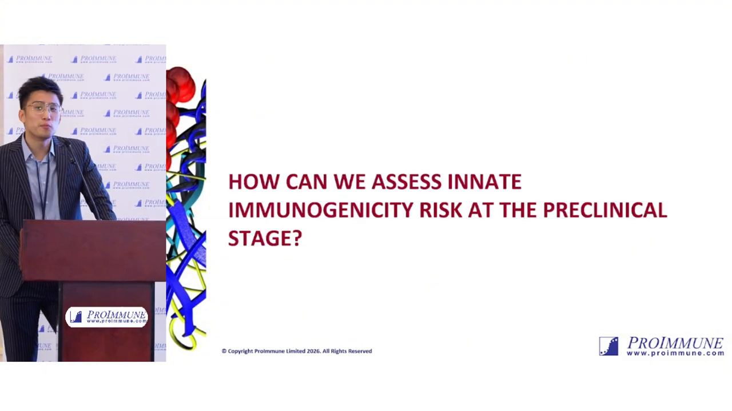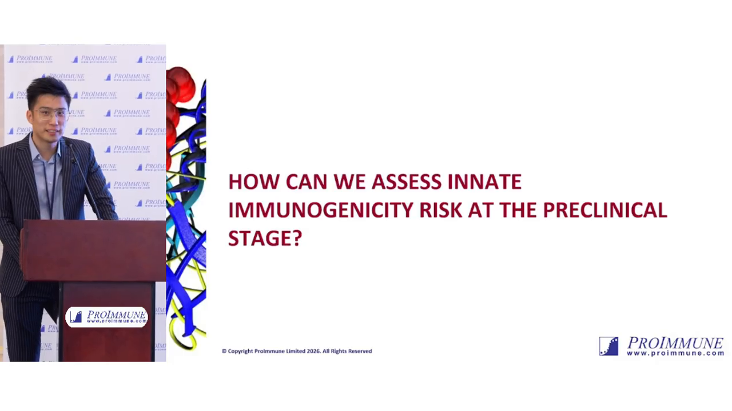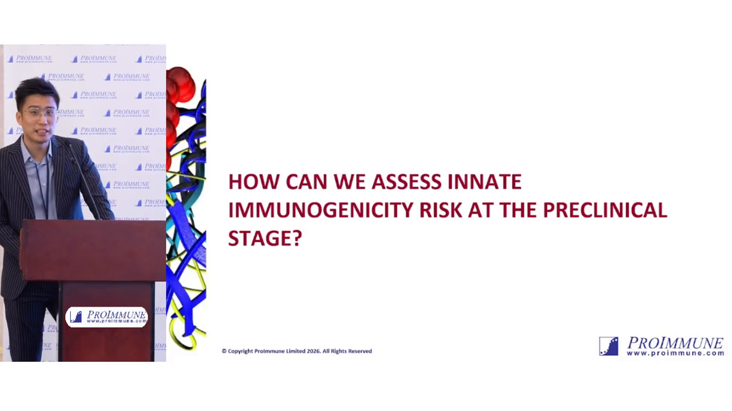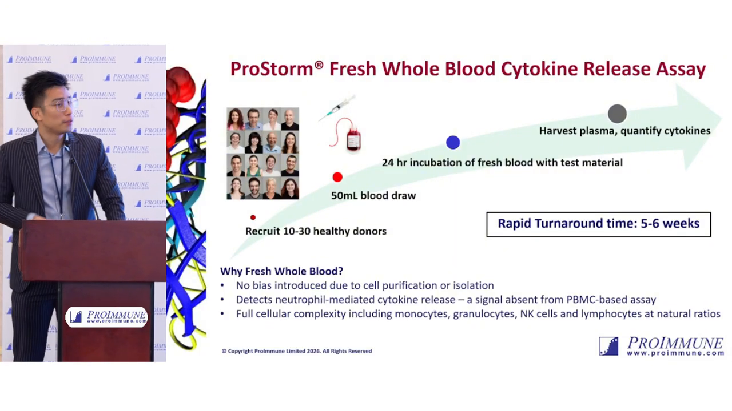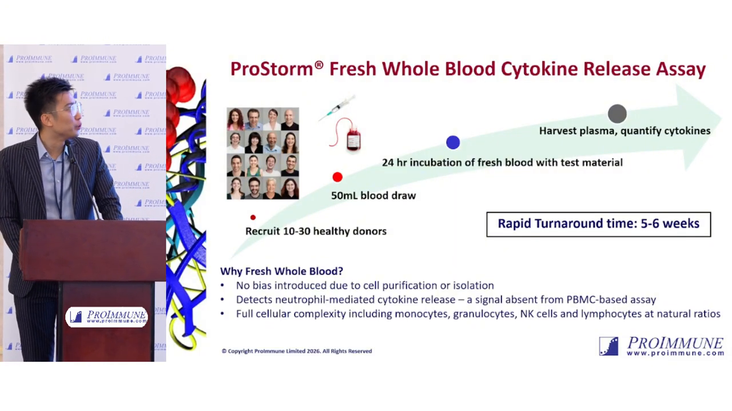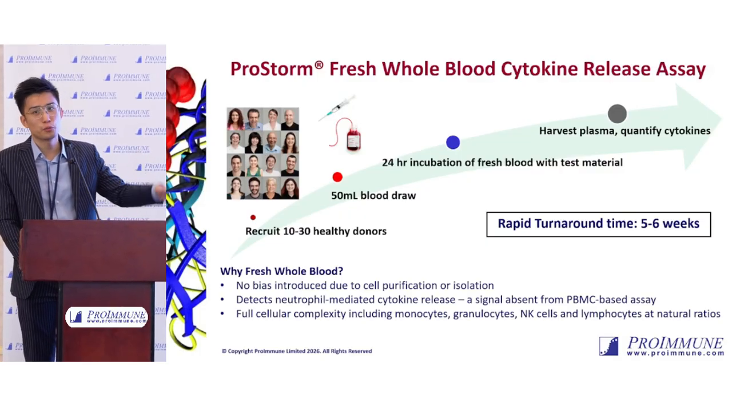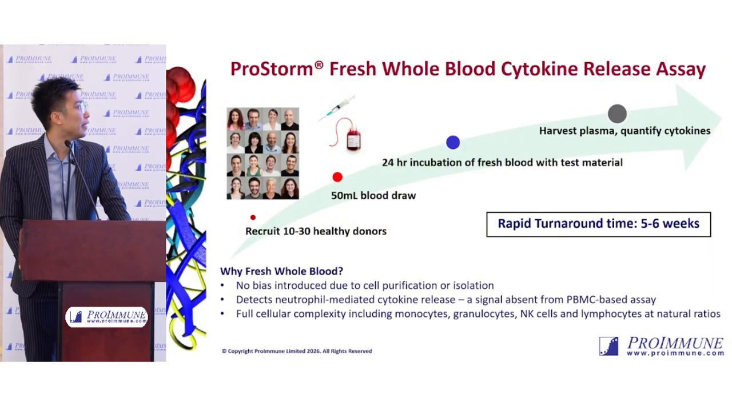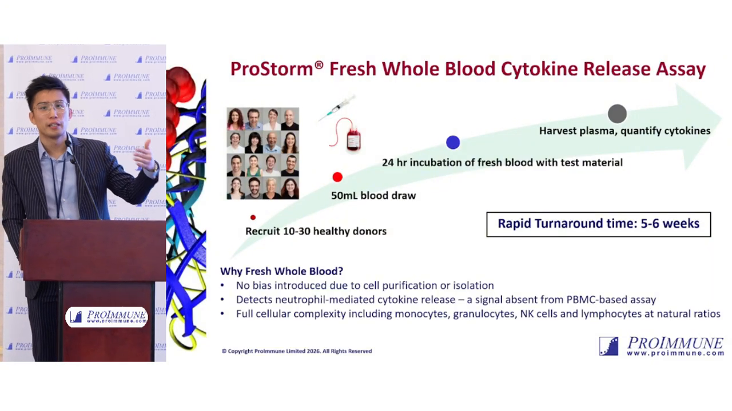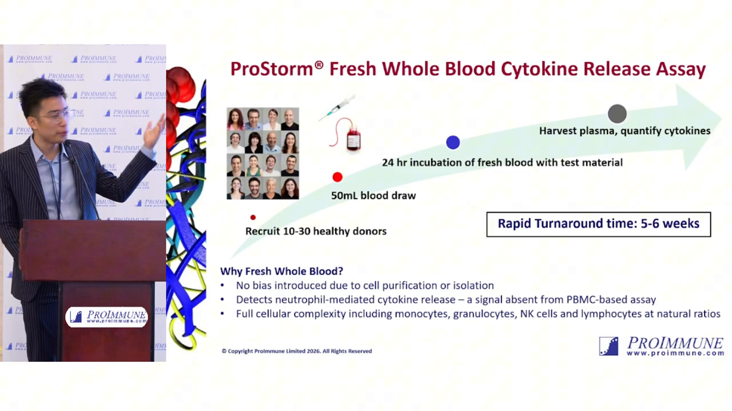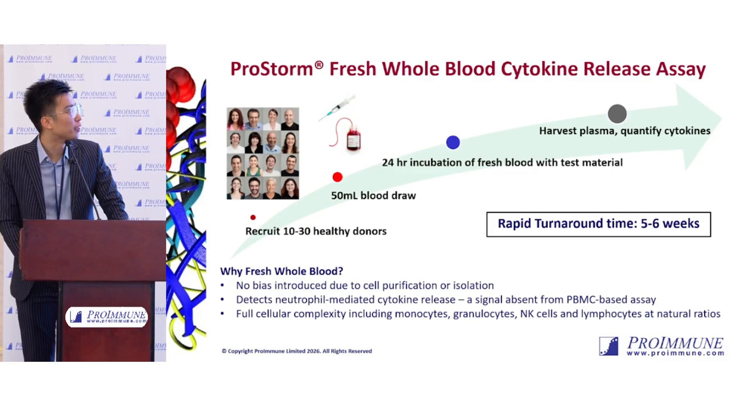So now we can move on to the question of how we can assess innate immunogenicity risk at the preclinical stage, and that's where the assay comes in. Introducing our ProStorm, which is a fresh whole blood cytokine release assay. We recruit 10 to 30 healthy donors for each study, and laboratories draw 50 ml of blood. Within 3 hours, this blood is transported to our lab to incubate your test articles into the blood, and then we carry out a 24-hour incubation with the test materials.